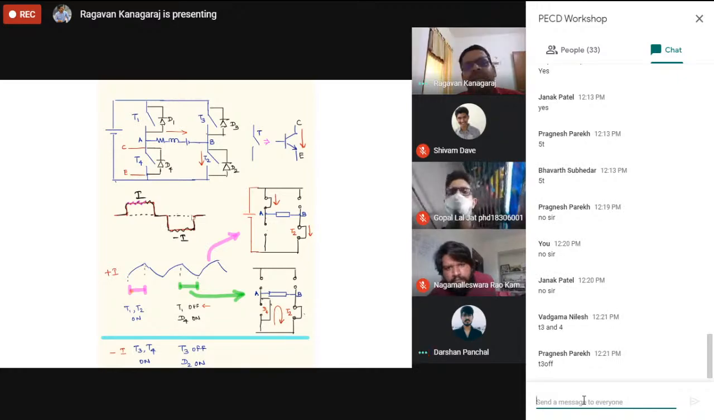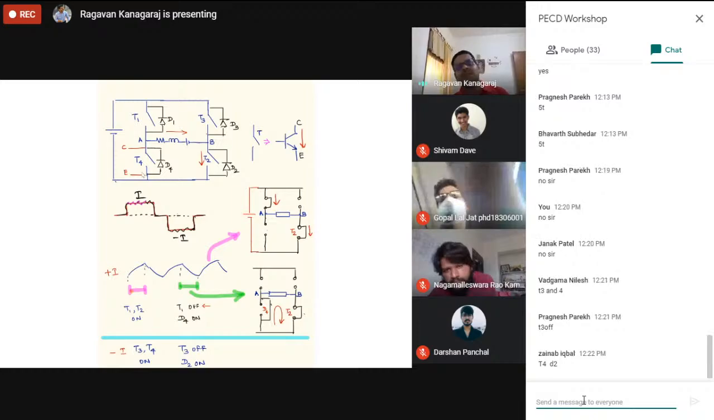T3 off. Great. T3 off, therefore T4 and D2. So the current will flow through diode D2, terminal B, terminal A, then transistor 4. Understood, right?